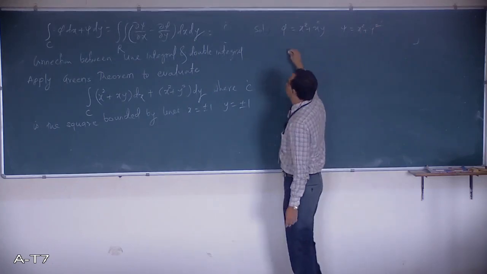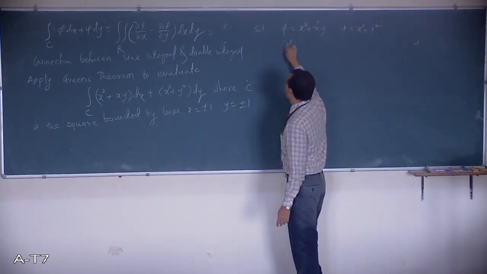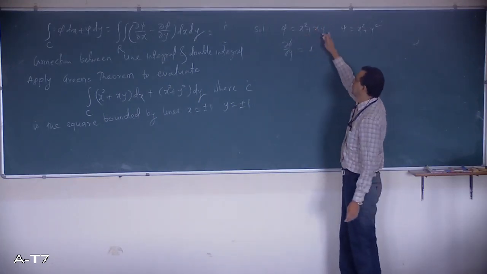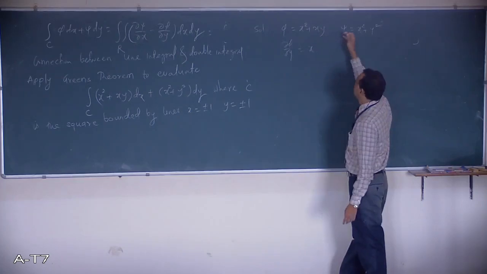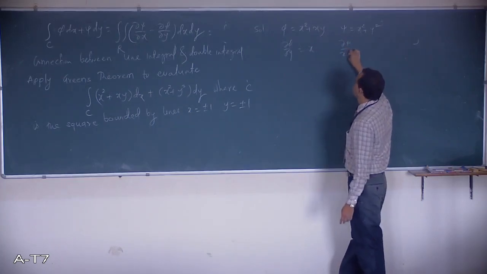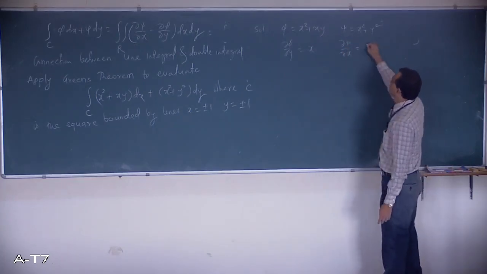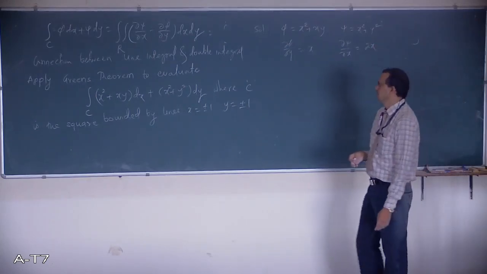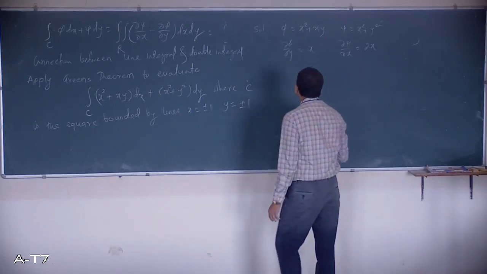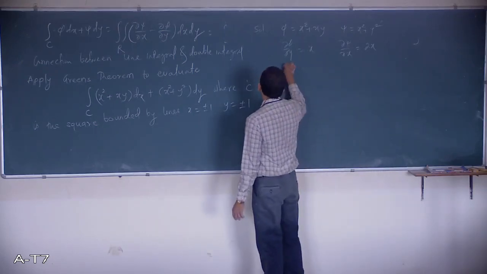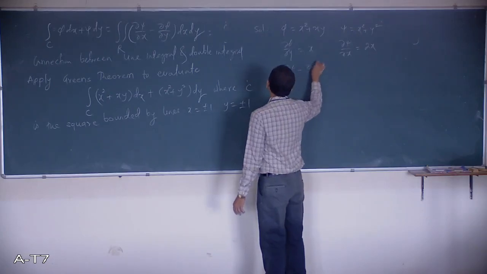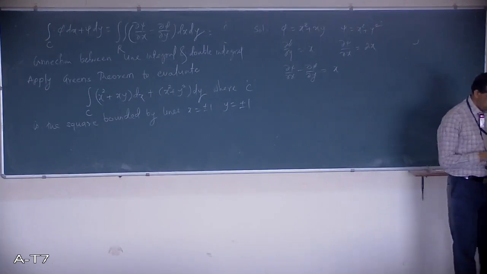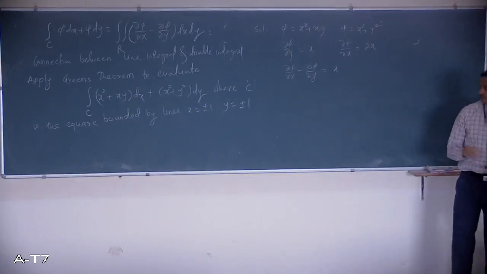What is required is dou psi by dou x and dou phi by dou y, partial derivatives. Dou psi by dou x is 2x. And dou phi by dou y is just x, because it is with respect to y. So what is dou psi by dou x minus dou phi by dou y? It is x, correct? So we get the difference as x.